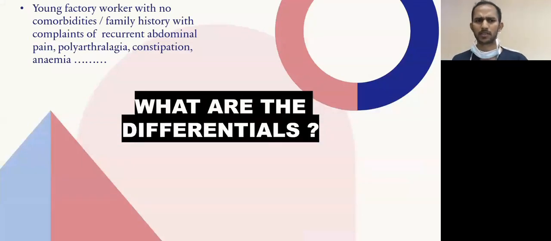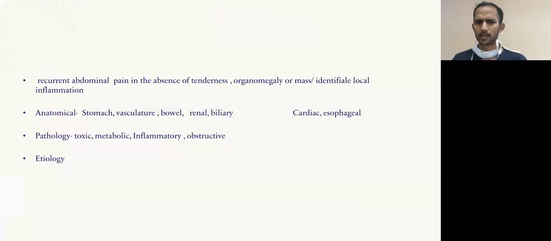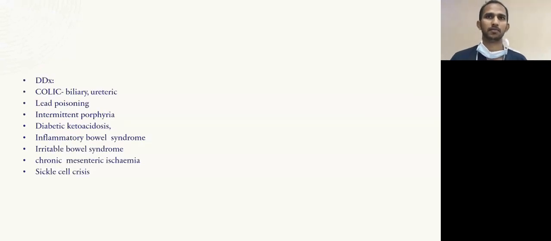So, this is a young factory worker with no known comorbidities or family history, with complaints of recurrent abdominal pain, polyarthralgia, constipation, and anemia. What differentials do we consider? For recurrent abdominal pain in the absence of tenderness, organomegaly, mass, or identifiable local inflammation, anatomically we consider the stomach, vasculature, bowel, renal or biliary tree, cardiac or esophageal causes, and rare causes. Pathology-wise, it could be toxic because he is a factory worker, metabolic, inflammatory, or obstructive.